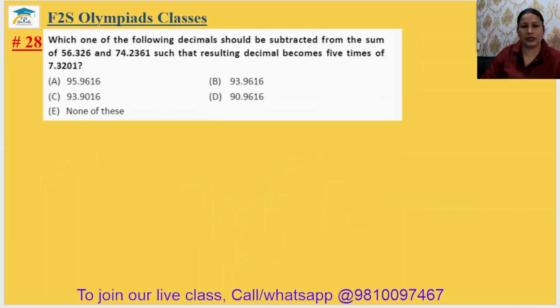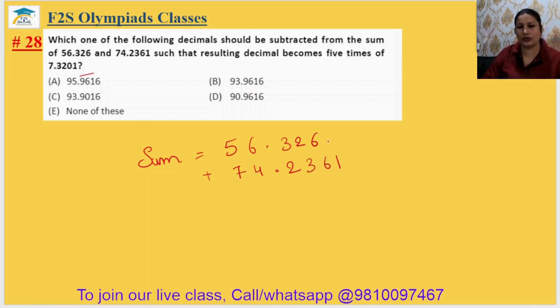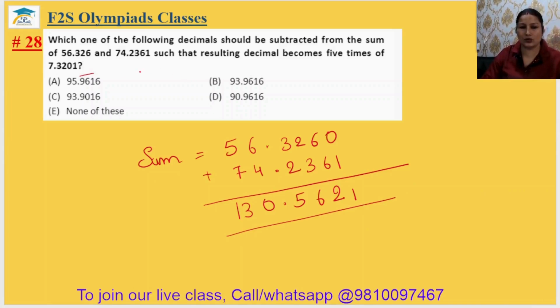Come to question number 28. Which one of the following decimals should be subtracted from the sum this and this such that the resulting decimal becomes 5 times of this? First find the sum. Sum क्या होगा आपका? 56.326 प्लस हो जाएगा 74.2361. Put 0 to make the decimal like, 130.5621 is the sum.